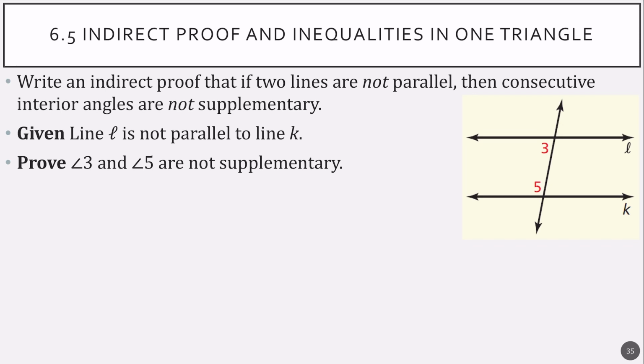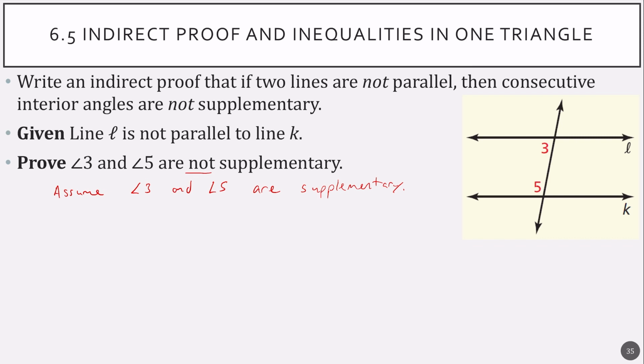Let's try another one. Write an indirect proof that if two lines are not parallel, then the consecutive interior angles are not supplementary. So we're given the lines are not parallel. We're going to prove those angles are not supplementary. All right, so we're going to assume the opposite. So we're going to start by assume angle 3 and angle 5 are supplementary. So we're doing the opposite here.